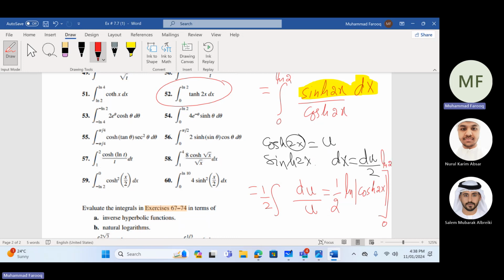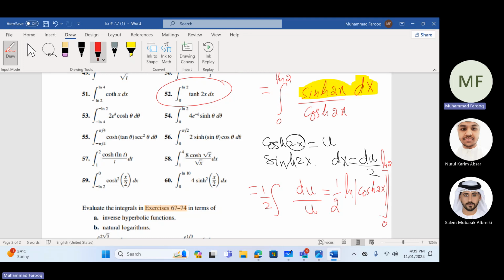Please try to put the upper limit in the answer, meaning cosine hyperbolic 2 times ln 2. How do you put cosh? You have a button, HYP. But if it is coming as a decimal answer, don't write the decimal. Keep your answer as it is, meaning put the upper and lower limits.